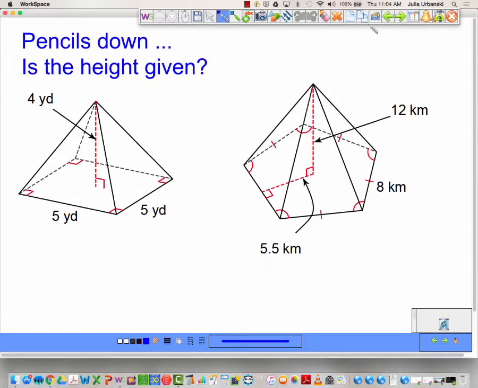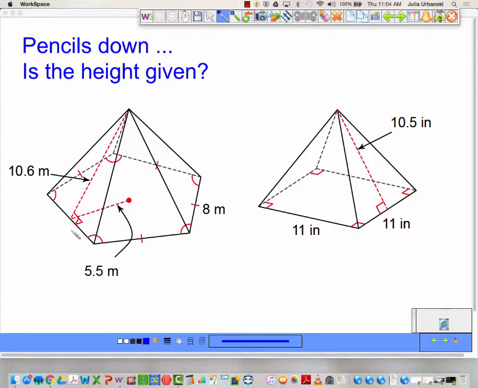This one, does this have the height that you would need for volume? Yes, it starts at the point, goes straight down. Does this one have the height you would need? Yeah, starts at the point, goes straight to the base at a right angle, right to the middle. Does this one have the height you would need? No, good. You'd have to draw it from the vertex down to the middle.